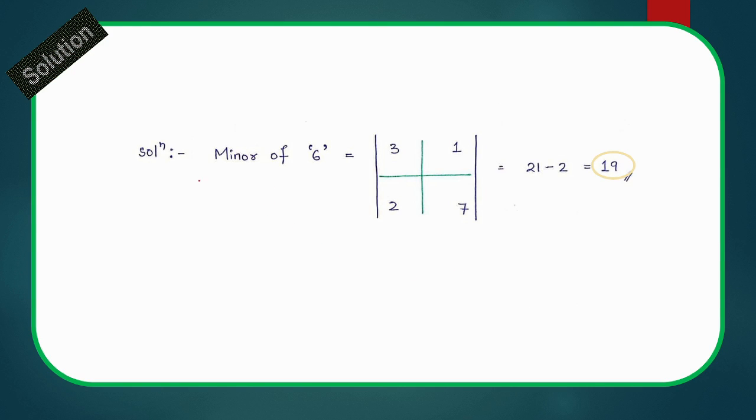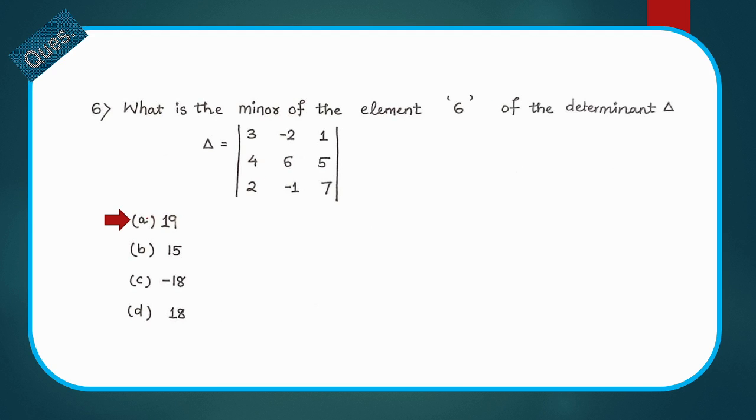Coming to the solution of the question that was given, it was asking the minor of 6. If you delete the row and column, the remaining part is 3, 7, 2, 1. If we calculate the determinant, 21 minus 2 equals 19. So the answer is 19. As you can see, option A is the correct answer, 19.